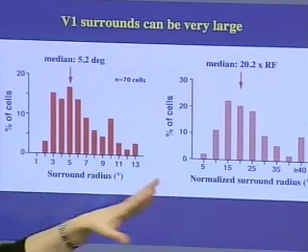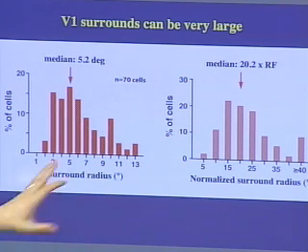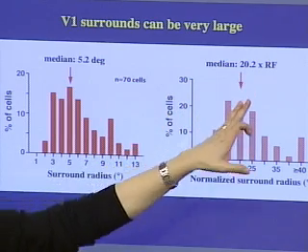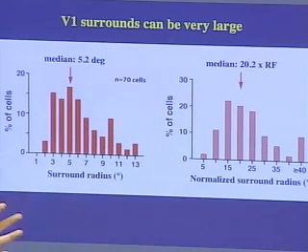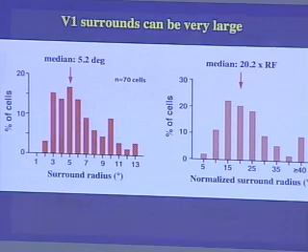When you normalize the size of the surround fields to the individual cell receptive field size, and you do this on a cell-by-cell case, you find a median value of 20 times. So these surround fields, on average, are 20 times bigger than the receptive field of the cell. So you can basically influence the response of a V1 neuron from a huge region of visual space, from very far away. What about the connections?